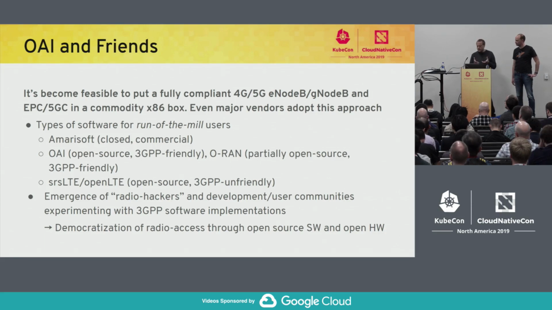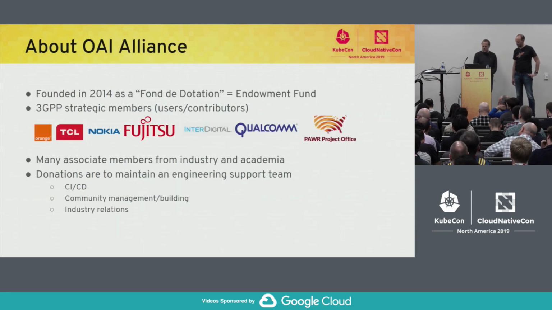So with all of this, there's now an emergence of radio hackers out there, and development and user communities that are experimenting with 3GPP software implementations. And that's really where we stand here today. And in a nutshell, we have a sort of a democratization of the radio access through open source software, and even in some cases open source hardware, or at least open hardware. Right? So that's really the scope of this.